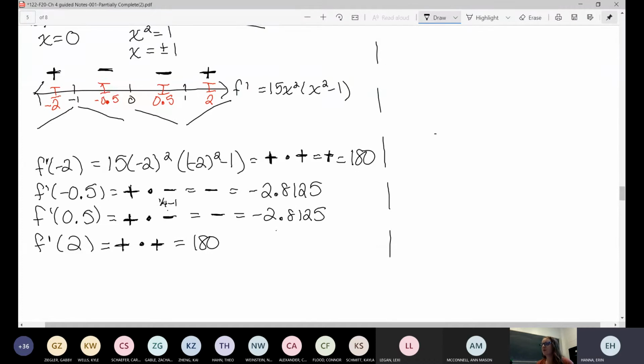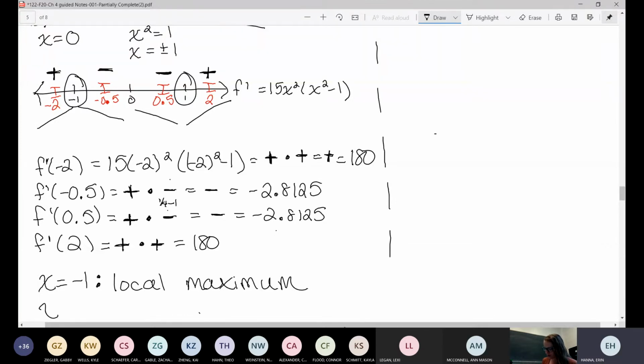So now that we have that, remember that we have a max or min only when it changes sign. It changes sign at +1 and -1, so the opposite way that I circled them. So at x equals -1, we're changing from positive to negative, so the original function is increasing and then decreasing, so we would have had a local maximum. And at x equals +1, we're changing from negative to positive, so the original function was going from decreasing to increasing, so we would have had a local minimum.